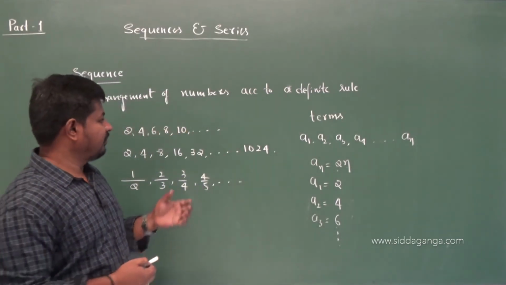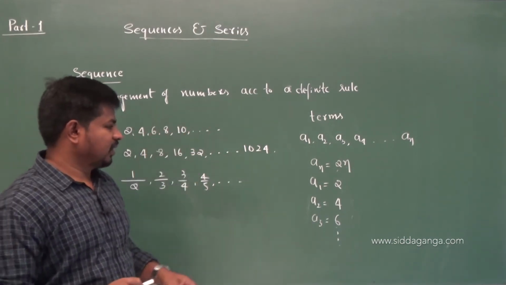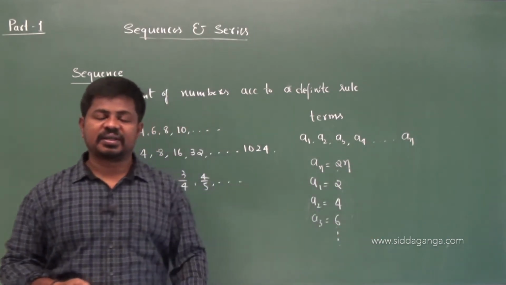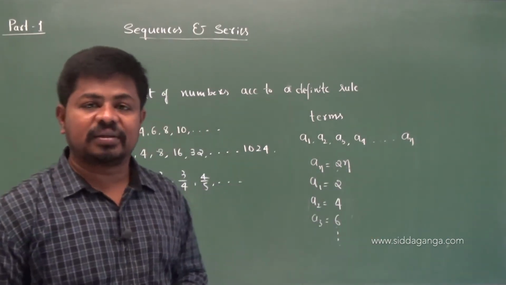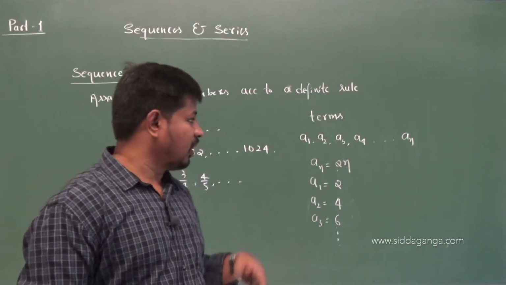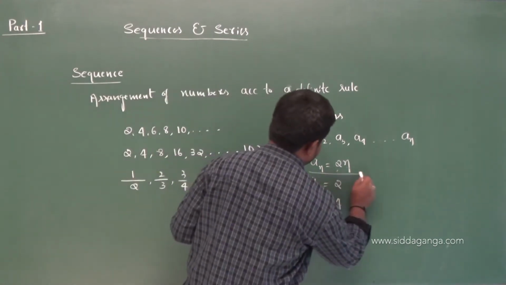For example, if I want to find the 10th term, then you can find it by using this. A10 is equal to 2 into 10, that is 20. In the same way, you can find the 20th term, the 30th term, or the 100th term and so on. That is the use of the nth term.